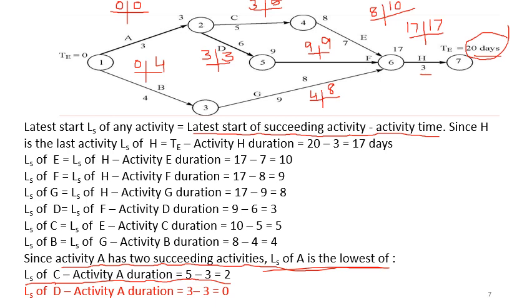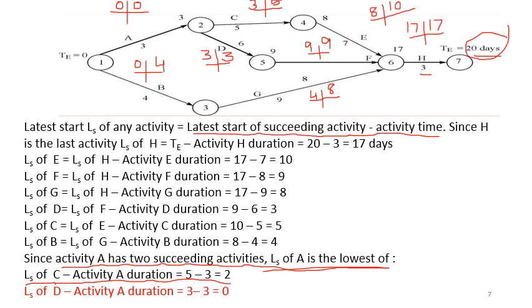So in this case, when you are considering the latest start time of activity A, we have two succeeding activities C and D. If you consider C, you get a value of 2. If you consider D, you get a value of 0. So the lowest of these is 0. So the latest start of A will be 0.